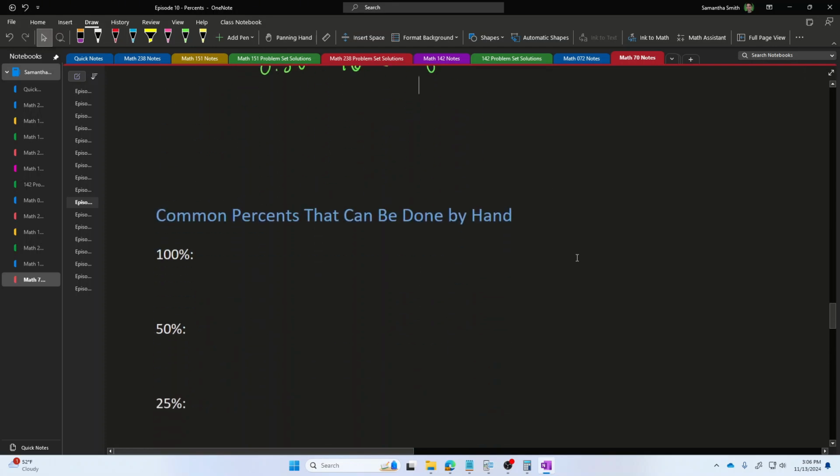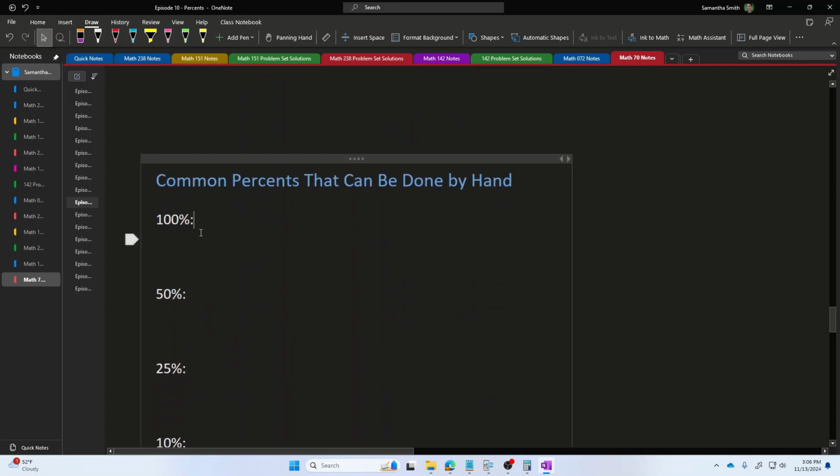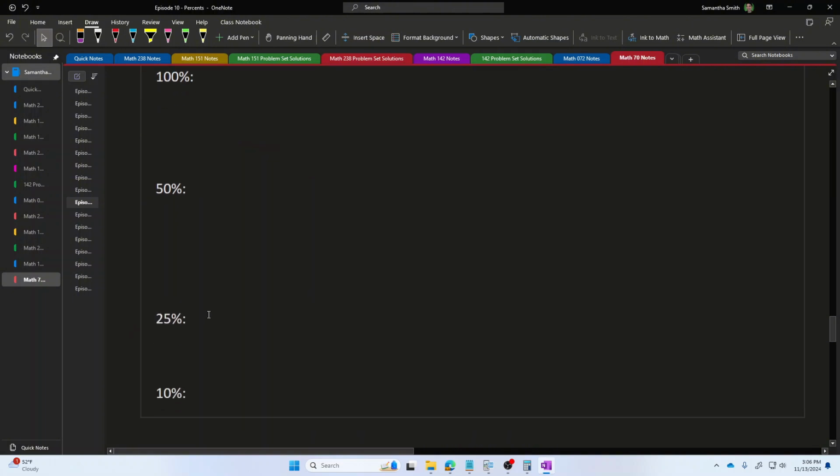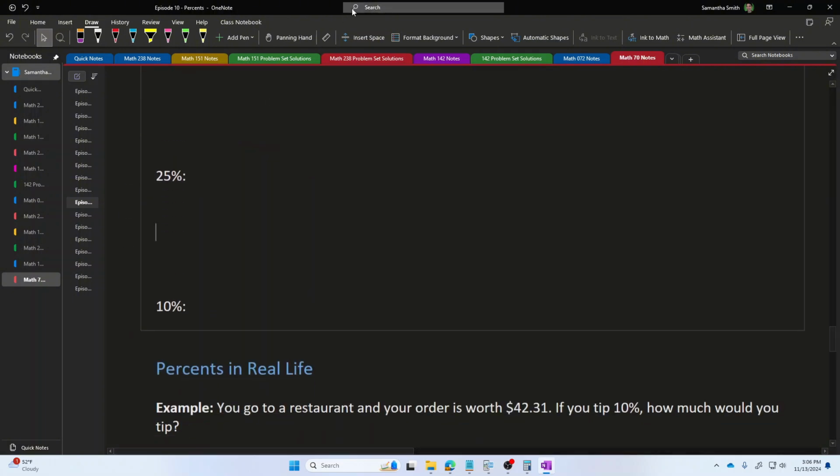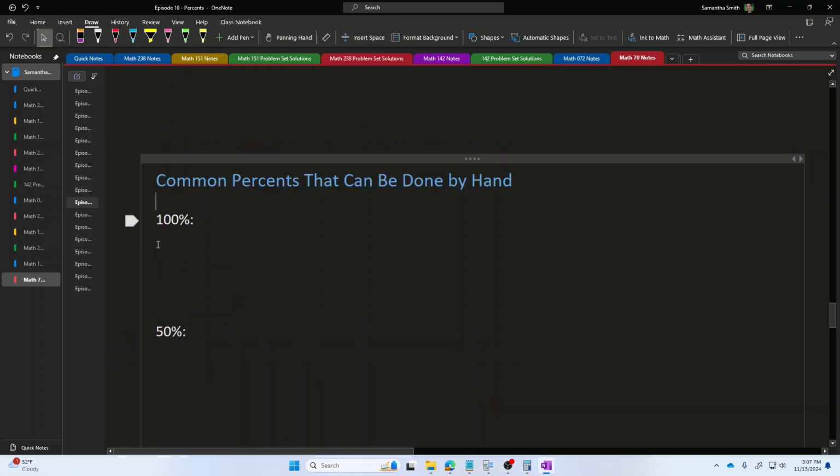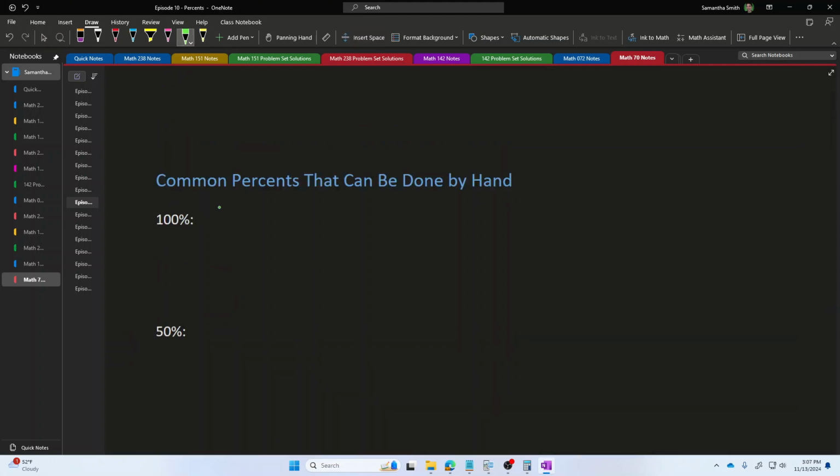Now, there are a couple of very common percents that I think are worth learning how to do manually without a calculator. If you want to figure out what is 100% of a number, 100% of a number is equivalent to, if I move this decimal place 2 units to the left, 1 times that number. And when you multiply a number by 1, it just stays the same. So 100% of a number is just the same number.